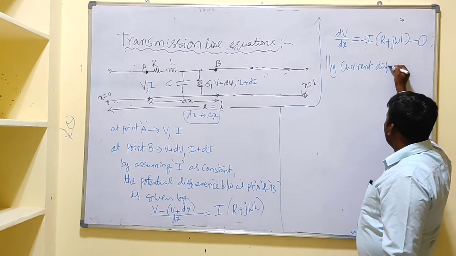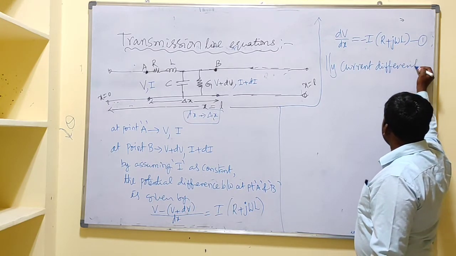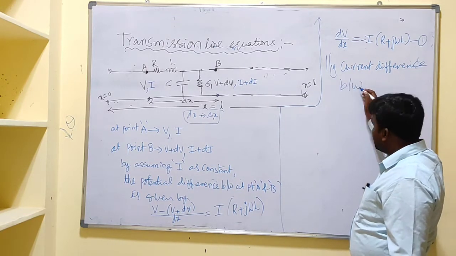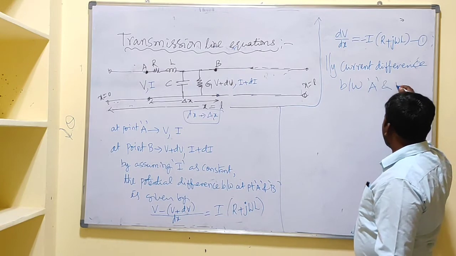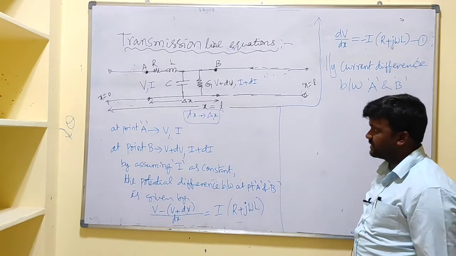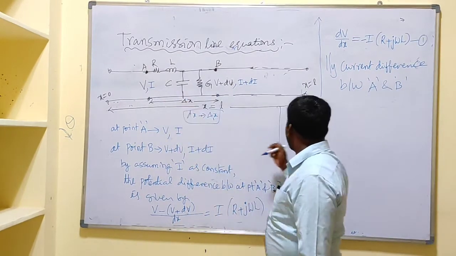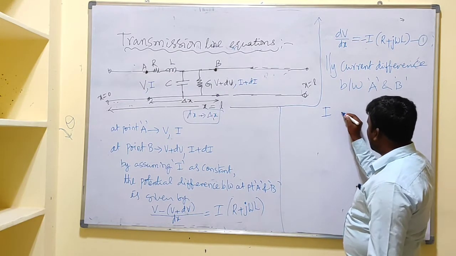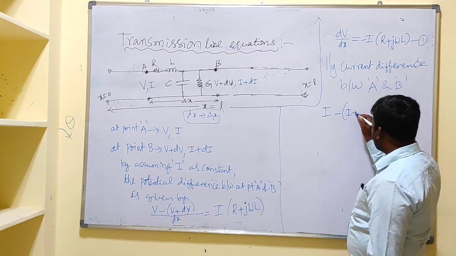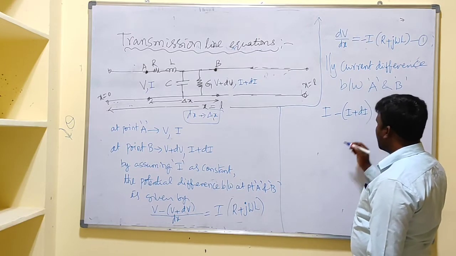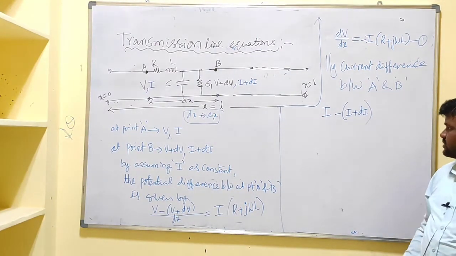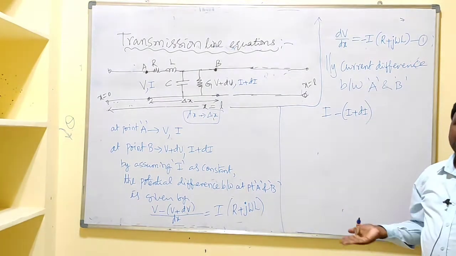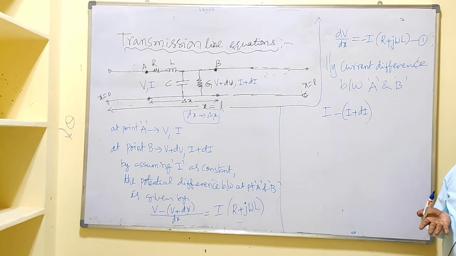Similarly, consider the current difference between point A and point B. What is the current difference? At point A, we have a current of I, and at point B, I plus dI. It is the current difference between point A and point B. That means here the current is different, but the voltage is the same, since voltage is the same in case of the parallel network.